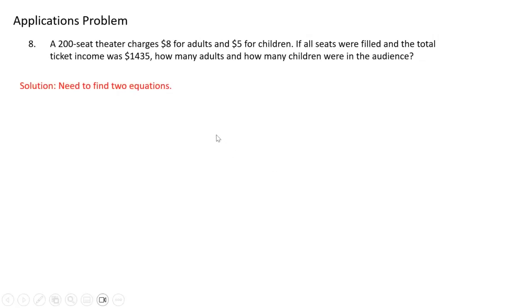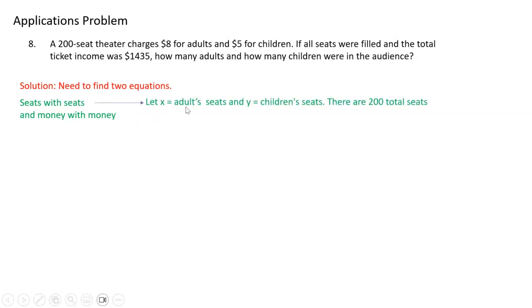I always tell my students that this is a strategy. We're going to put people with people, right? I need to find two equations. I'm going to put people with people or seats with seats and money with money. What does that mean? It means that, for example, I'm going to let x equal the adult seats and let y equal the children's seats. So x number of adult seats plus y number of children's seats equals 200 because there were 200 total seats. So equation number 1 is x plus y equals 200.